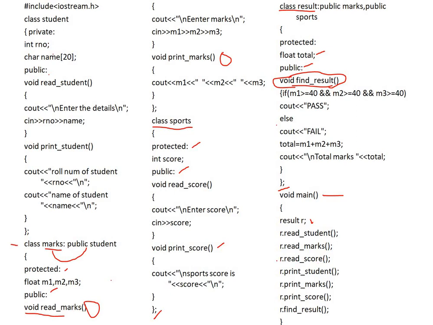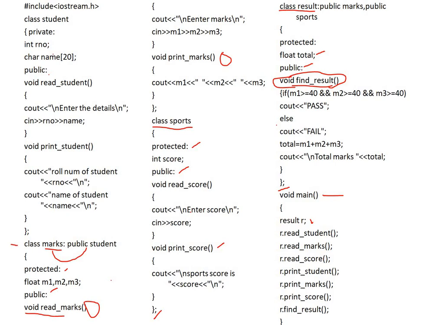So read_score is invoked by using r. R is an object of the result class. Immediately execution control goes to the result class and searches for read_score. If it is not available, the searching is performed either in the marks class or in the sports class. In the marks class, there is no read_score member function. So execution control goes to the sports class and searches for read_score. Here we have void read_score. cout "Enter score". Enter score will be displayed on the monitor.